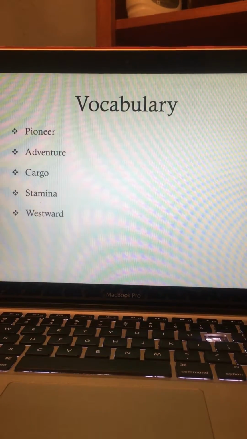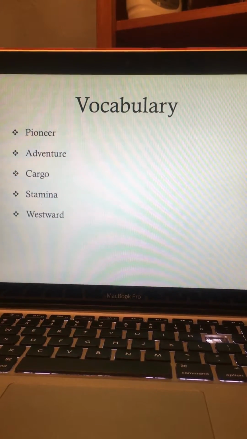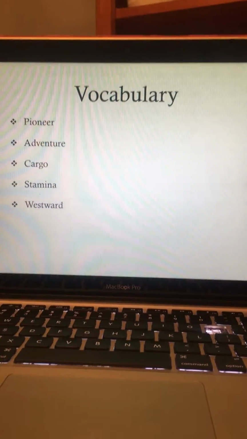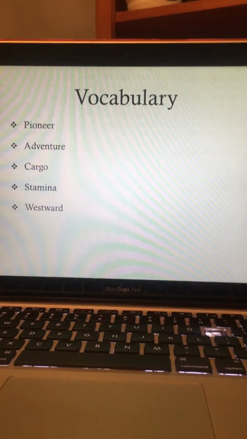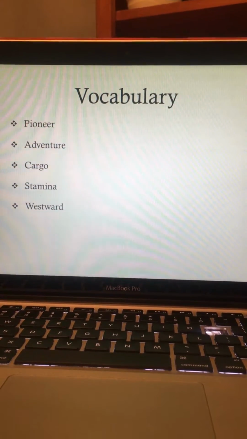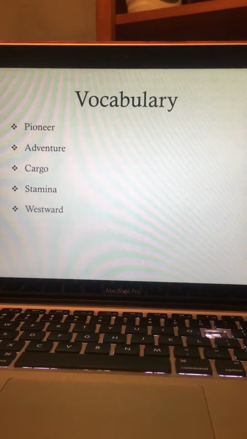The vocab words that I used in this lesson were pioneer, adventure, cargo, stamina, and westward. So throughout this lesson, these are the vocab words that we're focusing on in this lesson. But throughout the whole entire unit, we have more vocabulary words.